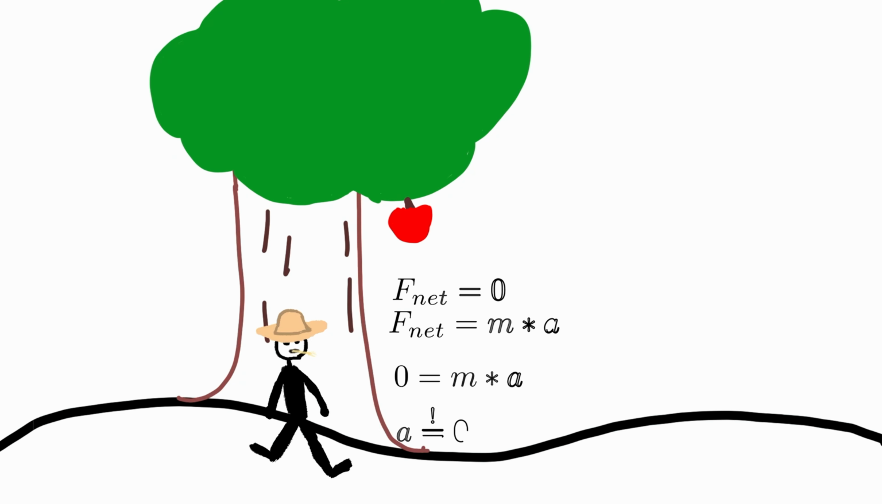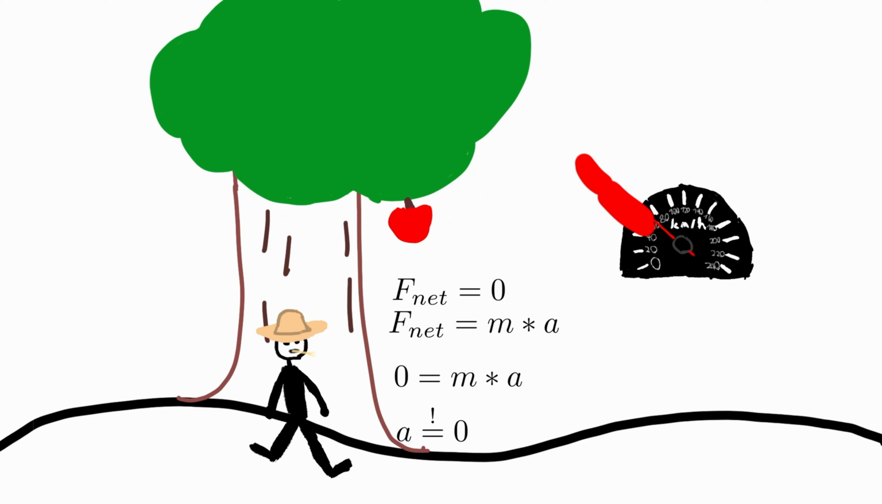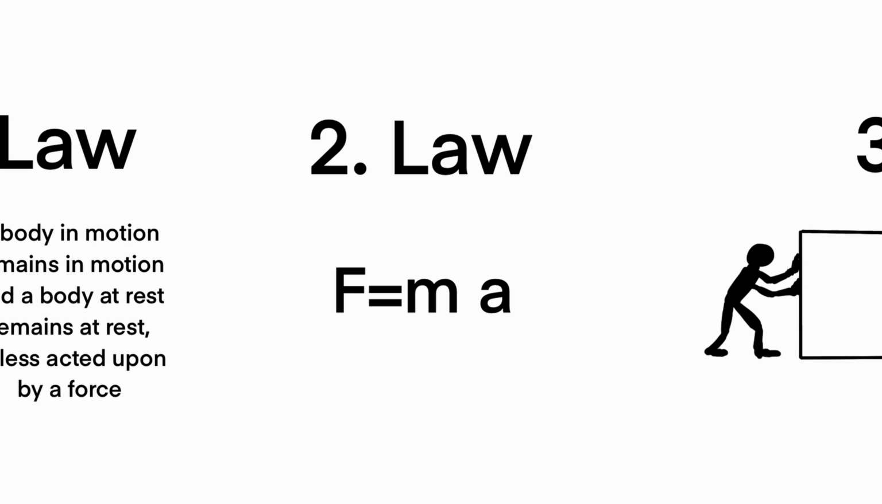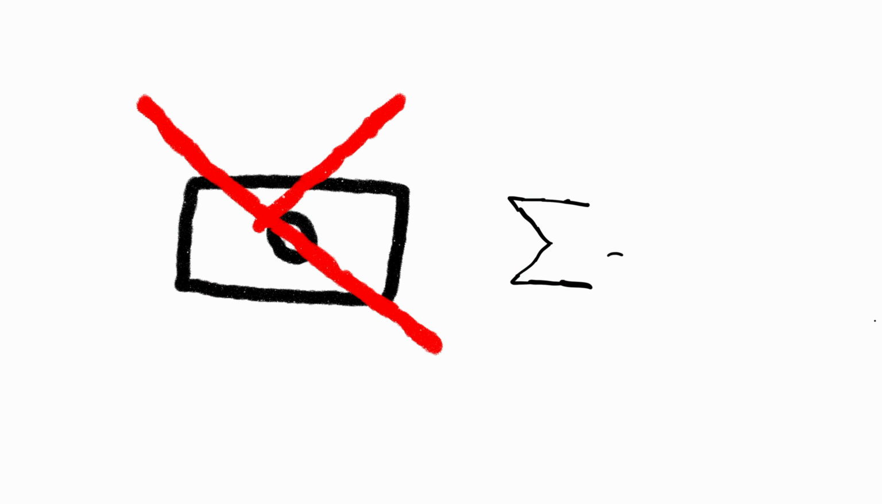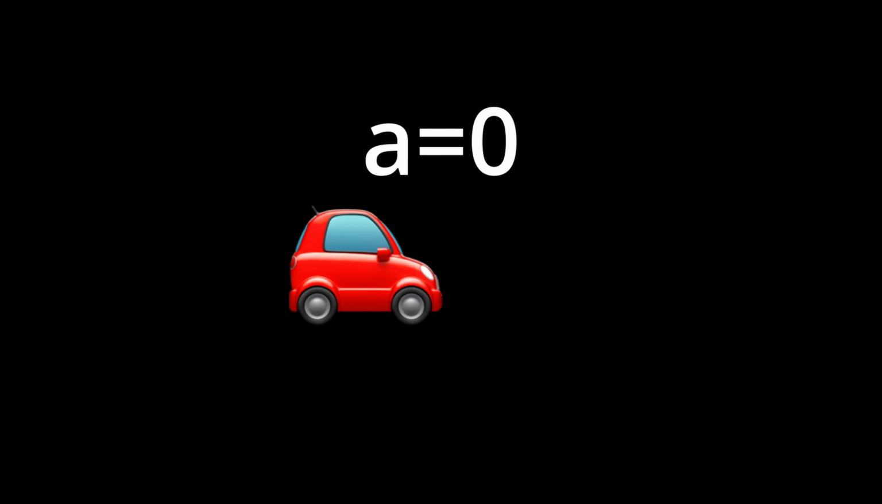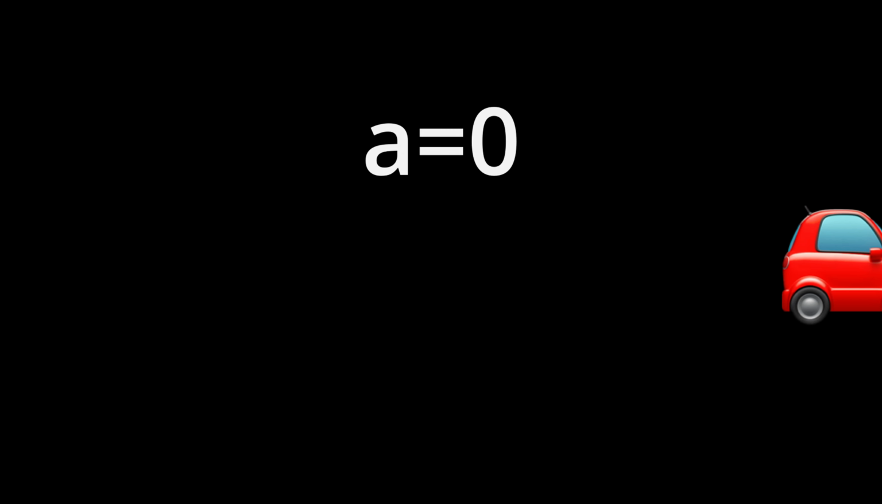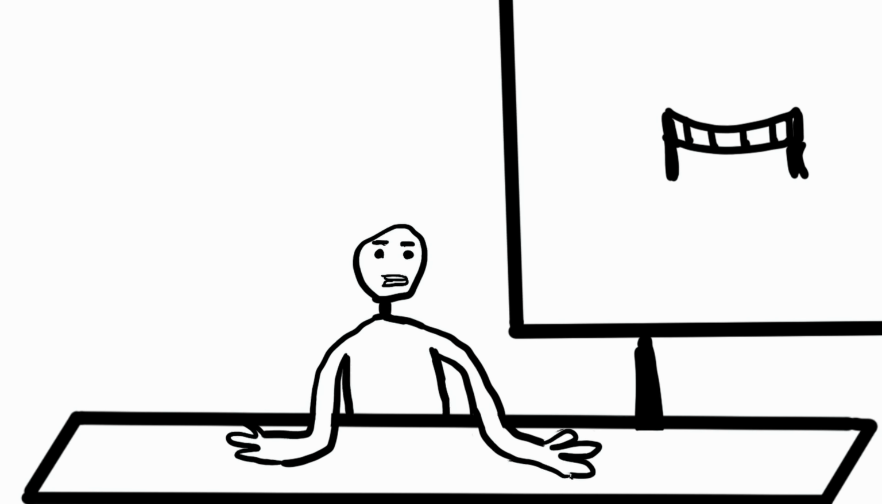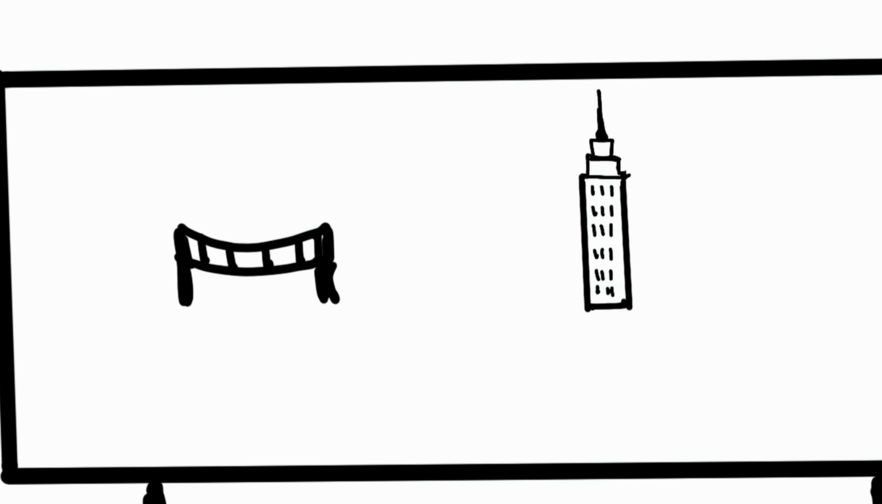If an object is in equilibrium, the net force is zero, so its acceleration also has to be zero. That's just Newton's first and second law. The total moment of all forces is also zero. Now in theory, this would also include objects that move, but with constant velocity. But usually we look at stationary objects, like bridges or buildings.